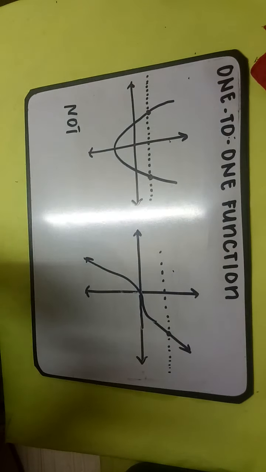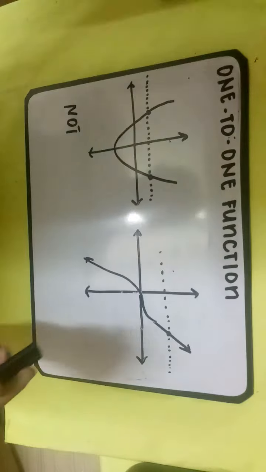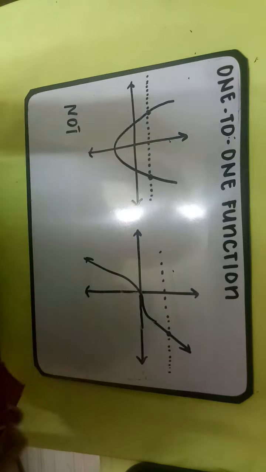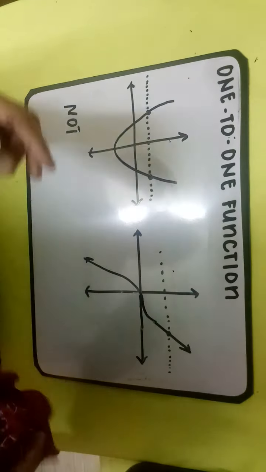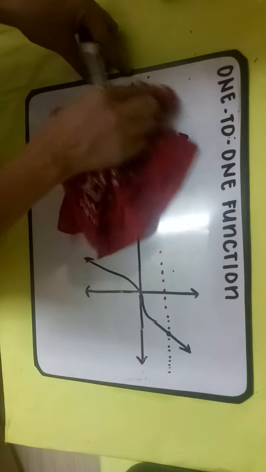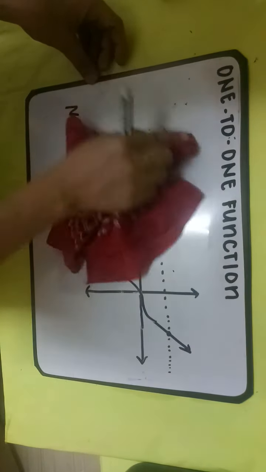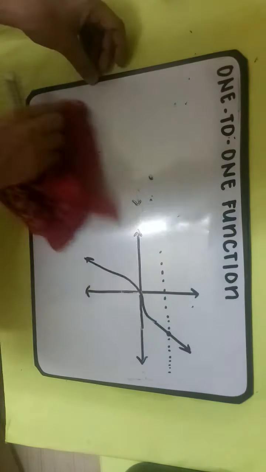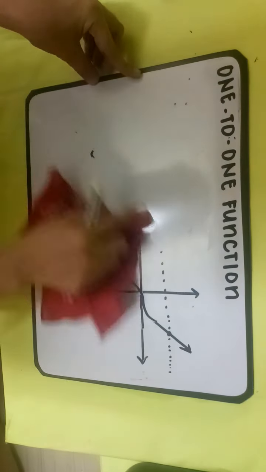So, kapag ganun pag ginamit yung horizontal line test at na-intersect niya yung graph ng isang beses lang, it means that is a one-to-one function. So, that is how to identify if the given graph is a one-to-one function or not through horizontal line test.